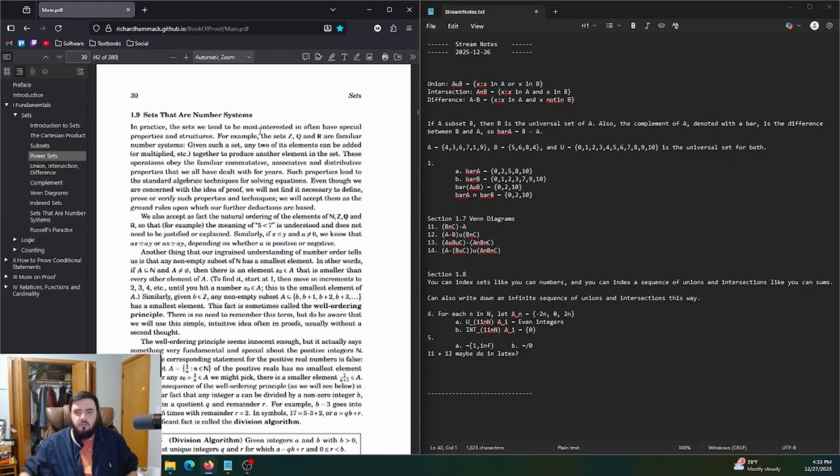Sets we tend to be most interested in often have special properties and structures. For example, the sets Z, Q, and R are familiar number systems. Given such a set, any two of its elements can be added or multiplied, etc., together to produce another element in the set. These operations obey the familiar commutative, associative, and distributive properties that we all have dealt with for years. Such properties lead to the standard algebraic techniques for solving problems. Even though we are concerned with the idea of proof, we will not find it necessary to define, prove, or verify such properties and techniques.